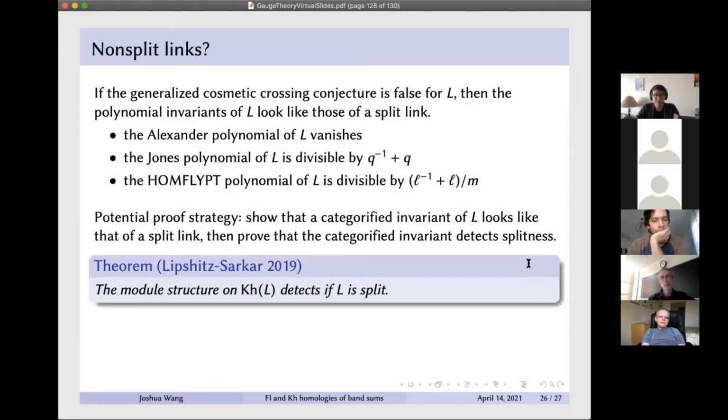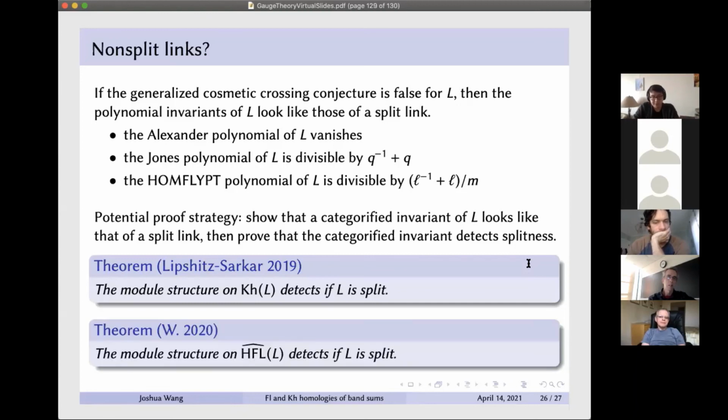So a result you might try to use is that the module structure on Khovanov homology detects whether or not the link is split. And this is a result of Lipshitz and Sarkar. And I proved the analogous result for link Floer homology, that there's a module structure on it and it detects if the link is split.